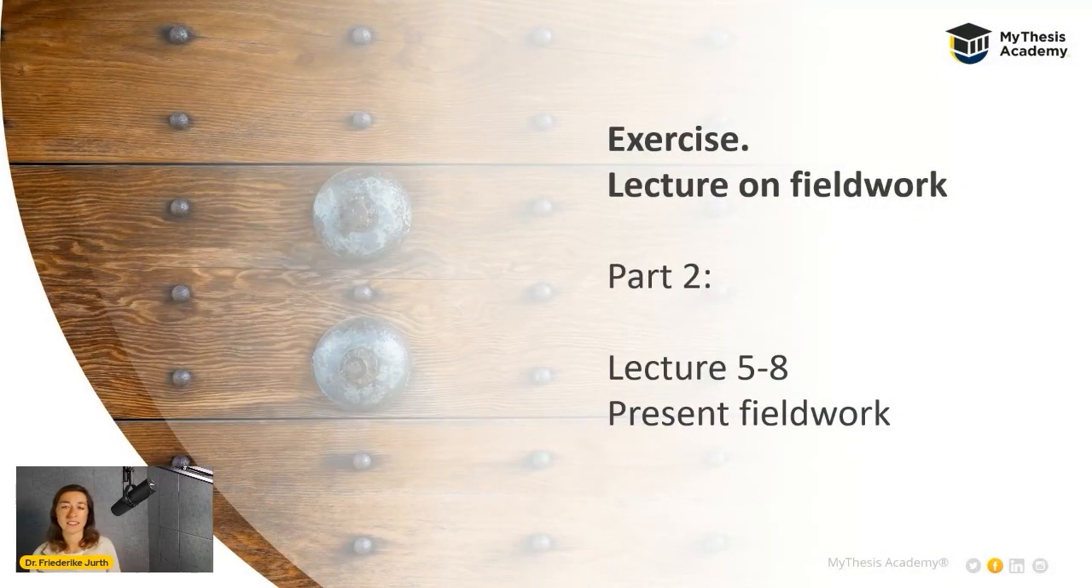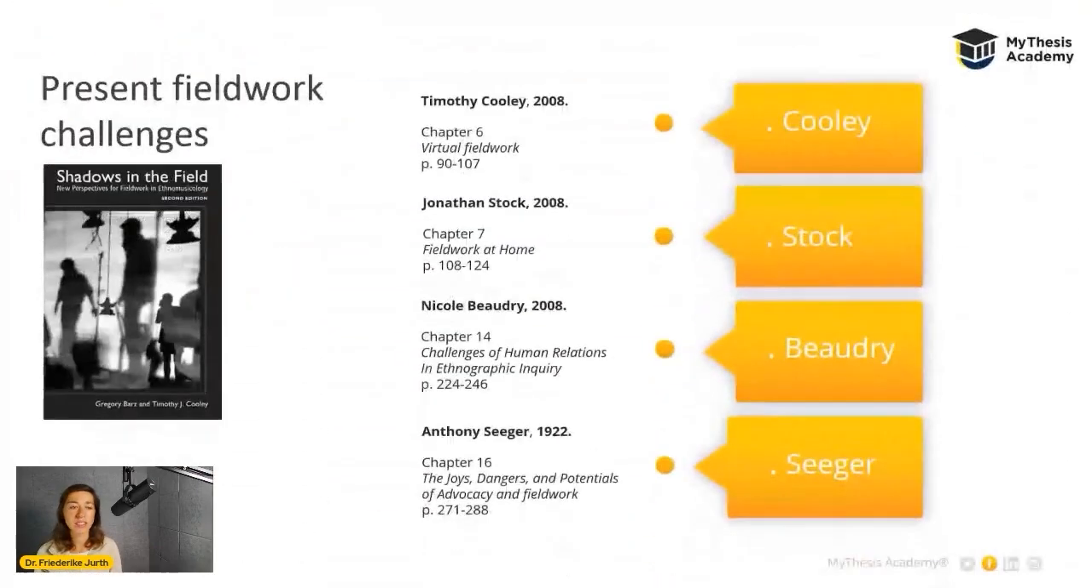And then there is a second part, which is mainly about present fieldwork. So here I provide some chapters from a very famous publication, which is called Shadows in the Field. Yeah, I selected 4 texts, 4 chapters, which are dealing with challenges and also with some important issues from modern fieldwork. You have the first example from Timothy Cooley, then you have the second from Jonathan Stock, the third from Nicole Baudry, and the fourth from Anthony Seeger.